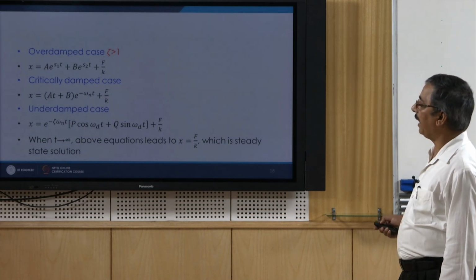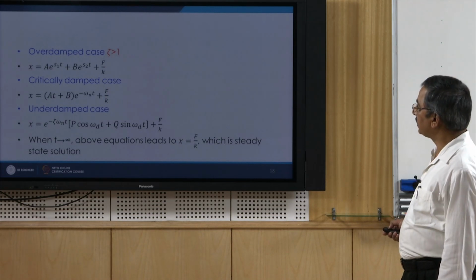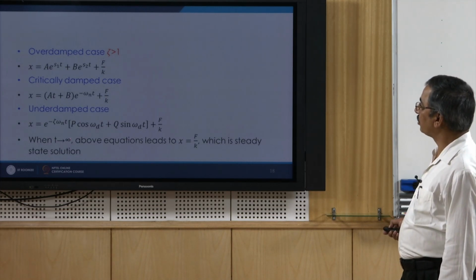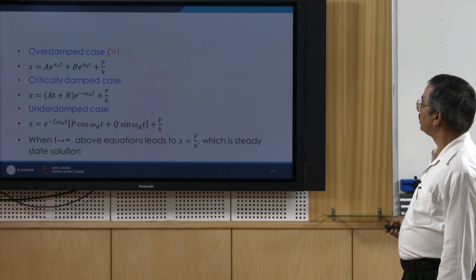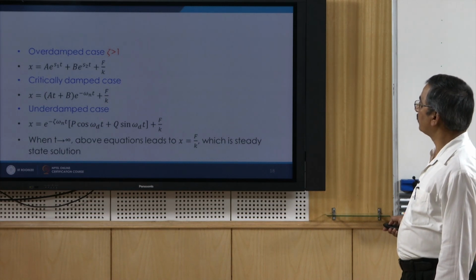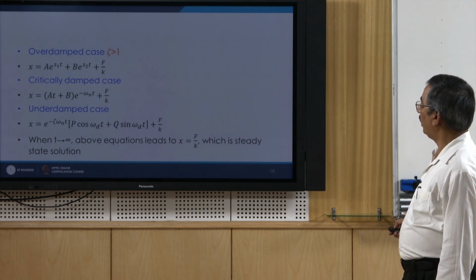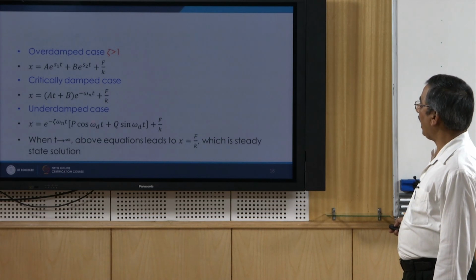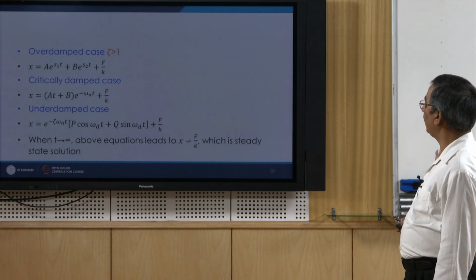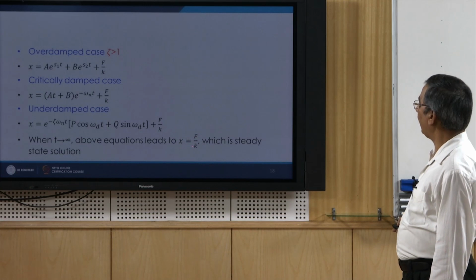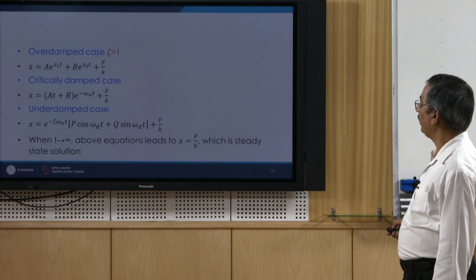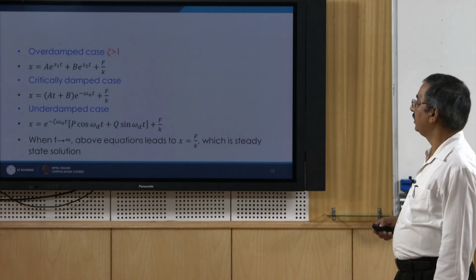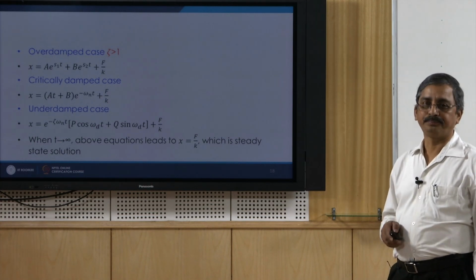critically damped case and underdamped case, we can see that when t tends to infinity, all these terms tend to become 0. Okay. These terms will be decaying to 0, and this will be leading to a steady state value of x equal to F by k, which is of course the steady state solution.